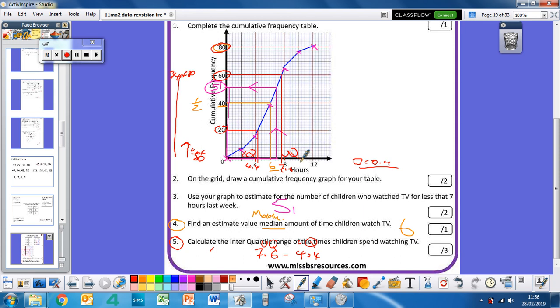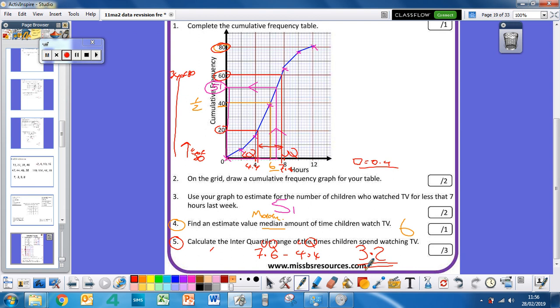The interquartile range is the distance between the two. So we subtract. 7.6 take away 4.4 is 3.2. And that is our answer for the interquartile range.